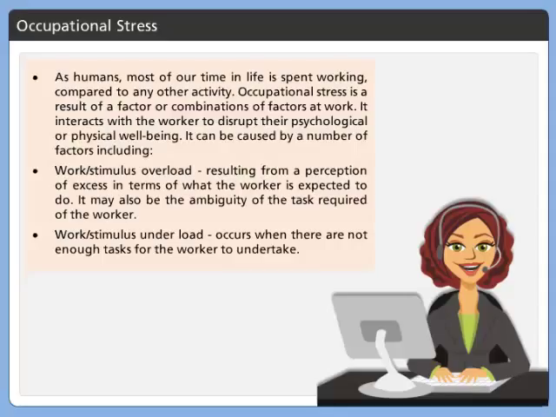Occupational stress. As humans, most of our time in life is spent working compared to any other activity. Occupational stress is a result of a factor or combination of factors at work. It interacts with the worker to disrupt their psychological or physical well-being. It can be caused by a number of factors, including work overload, resulting from a perception of excess in terms of what the worker is expected to do. It may also be the ambiguity of the task required of the worker. Work underload occurs when there are not enough tasks for the worker to undertake.